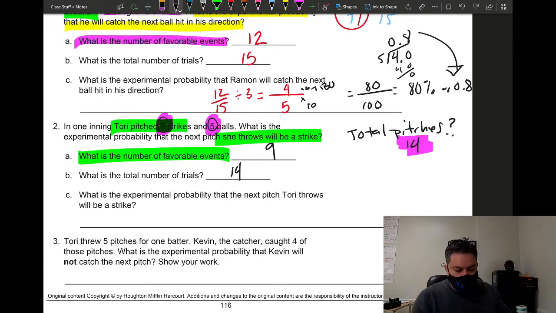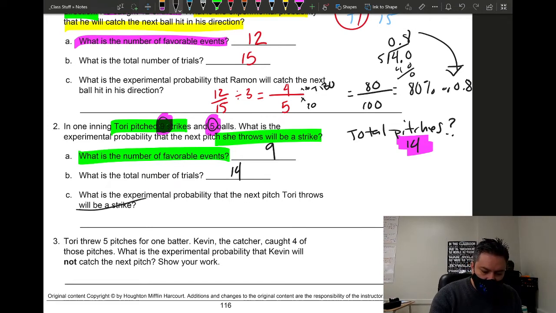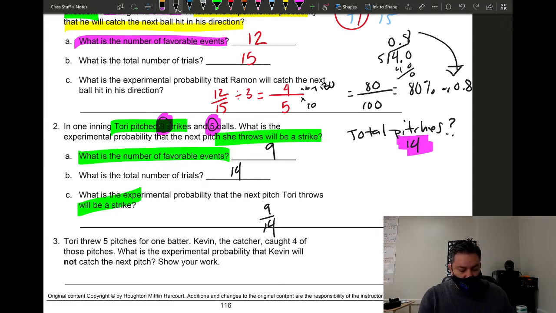What is the experimental probability that the next pitch will be a strike? We're still talking about strikes, so this is pretty simple. What you have to do is write down the fraction: 9 out of 14. We can't simplify that any further, but if they ask you to convert to percent or decimal, you can just do TiVo, top in, bottom out. Just go ahead and divide that, and then you should be able to convert that into a percent or decimal. That's pretty simple. Next one, number 3.